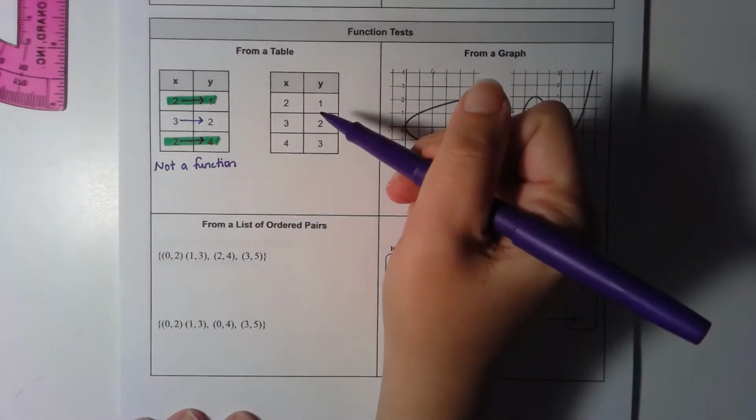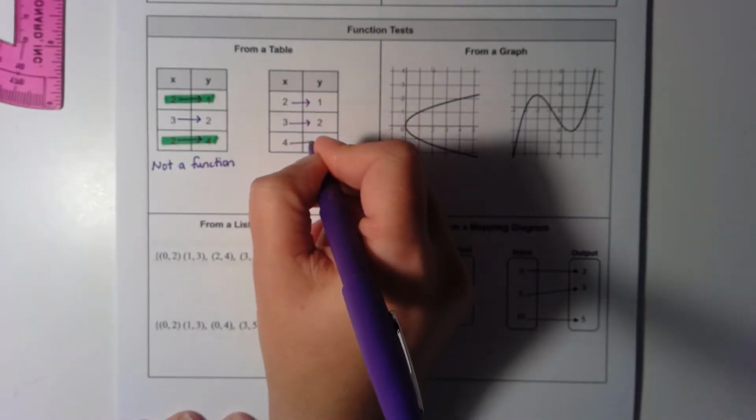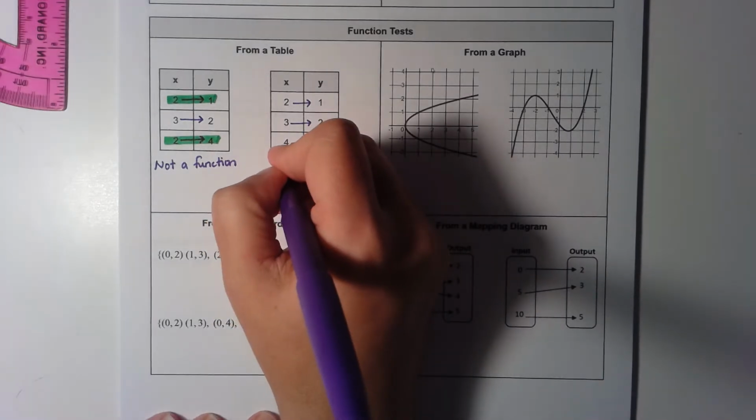In the second table here, 2 is going to 1's party, 3 is going to 2's party, and 4 is going to 3's party. So each of our inputs is only trying to go to one party tonight, which means this is a function.